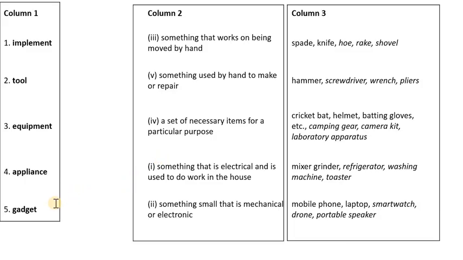Number 4, column 1, appliance. Column 2, something that is electrical and is used to do work in the house. Column 3, mixer grinder, refrigerator, washing machine, toaster. Number 5, column 1, gadget. Column 2, something small that is mechanical or electronic. Column 3, mobile phone, laptop, smartwatch, drone, portable speaker.